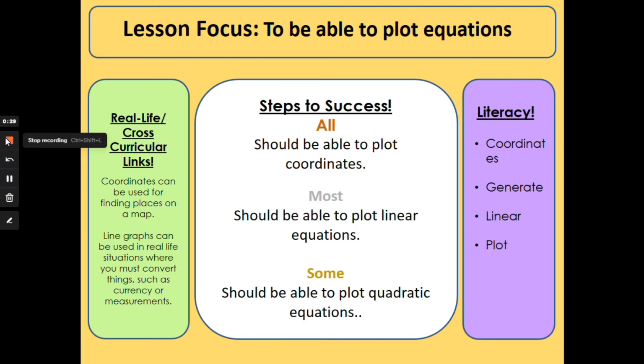plot quadratic equations. So when we use this in real life, that's for map reading, you'll use your coordinates, and line graphs can be used where you need to convert things such as currency or money if you go on holiday, and measurements. And for your literacy, there are coordinates, generate, linear and plot.